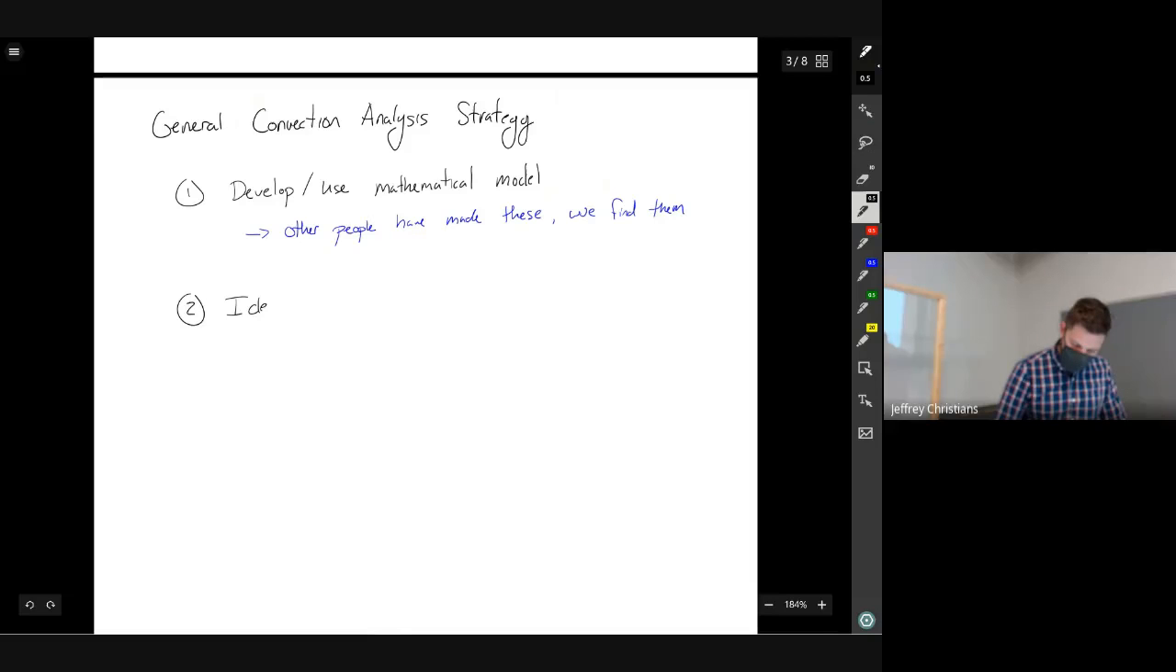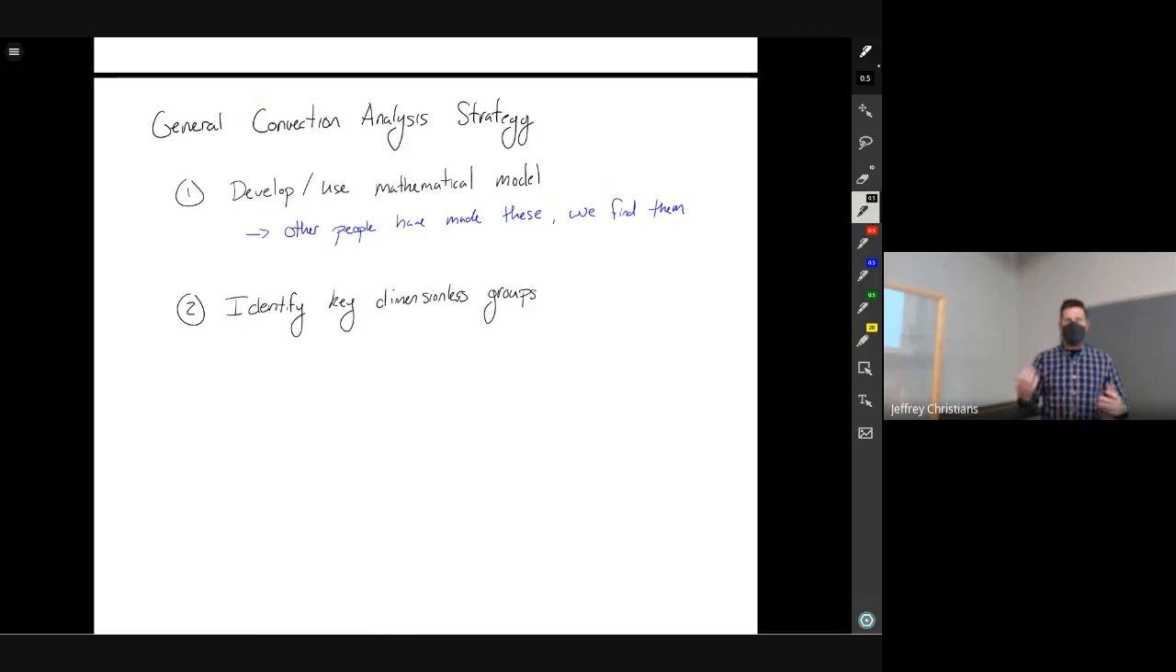identify the key dimensionless groups. So again, if it's a problem that other people have solved, maybe we already know what those are. But if it's kind of a different problem, we might not know what the important physical mechanisms are.